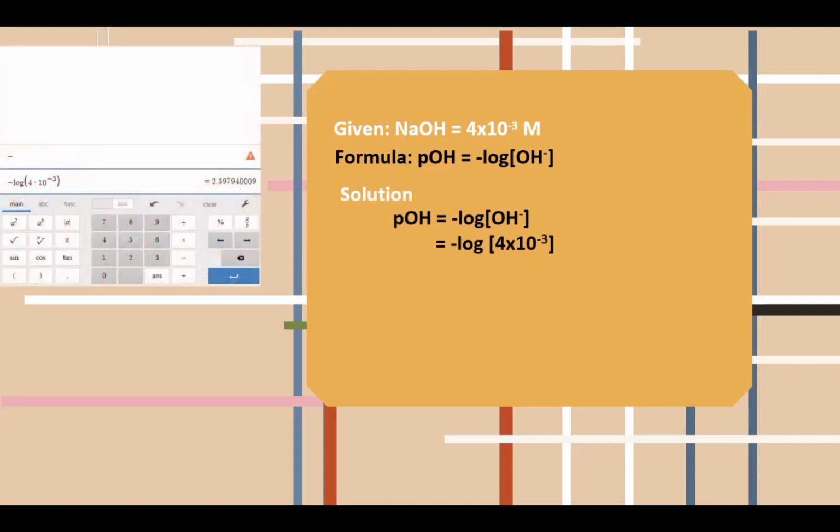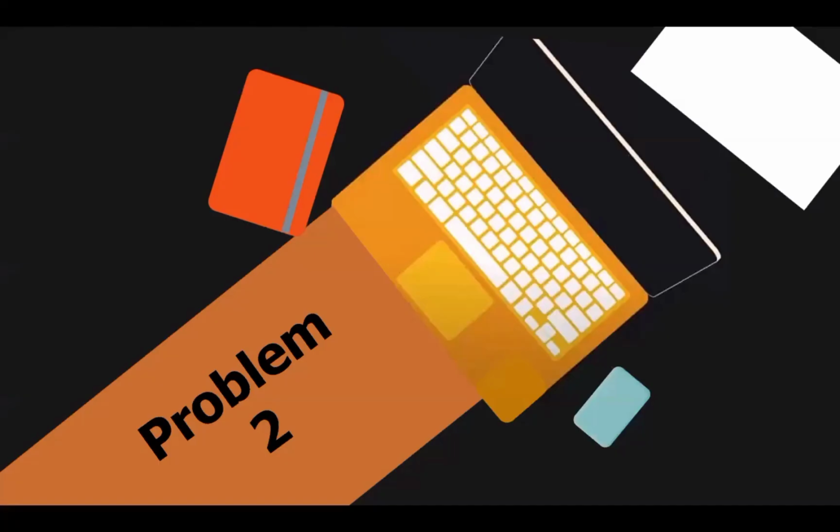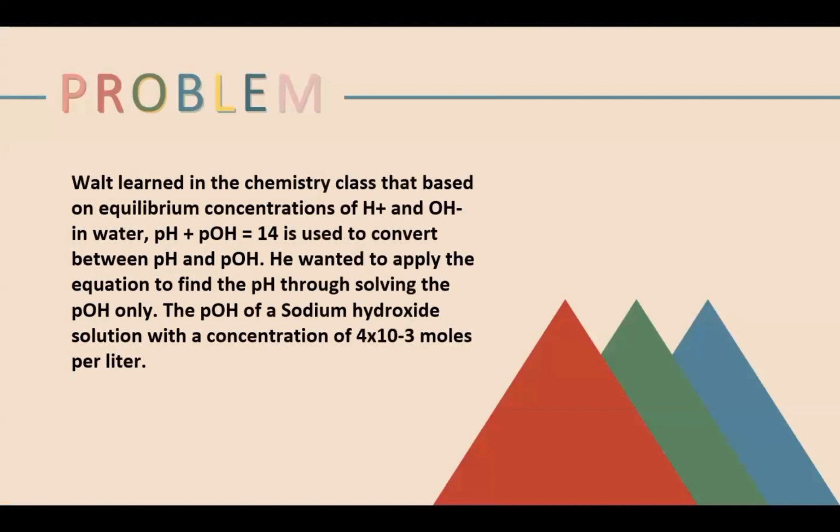Using the calculator, we solve pOH equals negative logarithm of 4 times 10 raised to the power of negative 3. So the answer is 2.3979400009. And we round it off to the nearest hundredths, so the final answer is 2.40 moles of sodium hydroxide per liter.